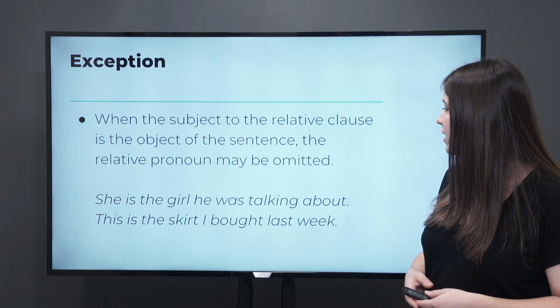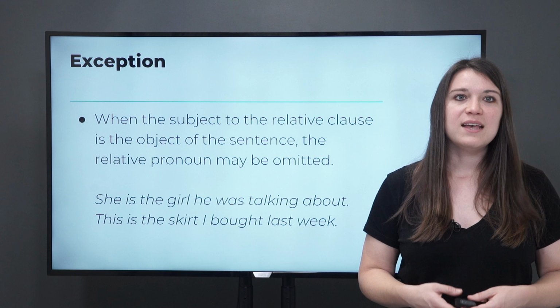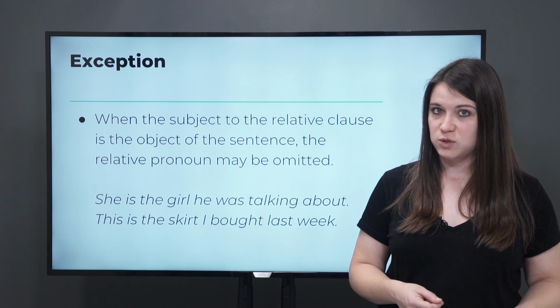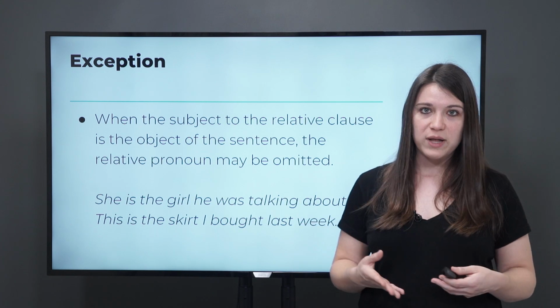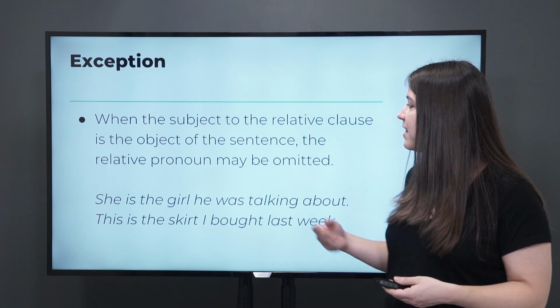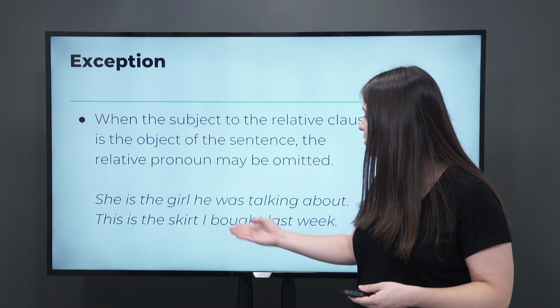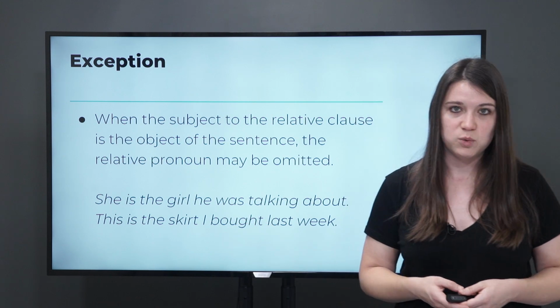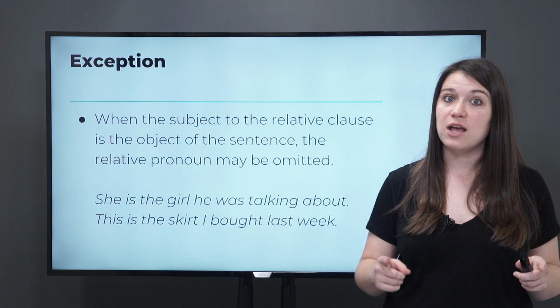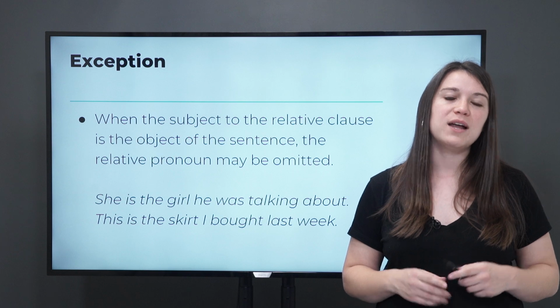She is the girl he was talking about. This is the skirt I bought last week. So here we've removed the relative pronoun. So it could be this is the girl who he was talking to, or this is the skirt that I bought last week. But because the subject and the object are the same, we do not need to include the relative pronoun.